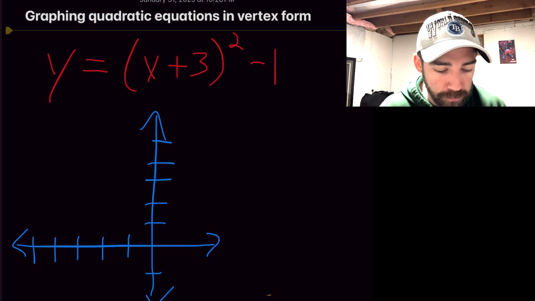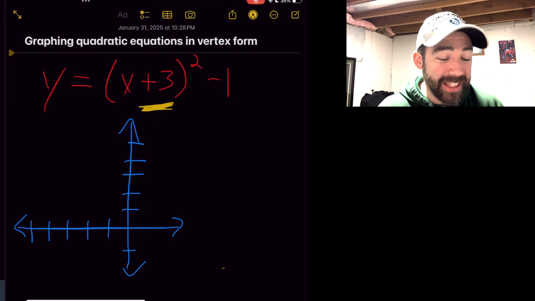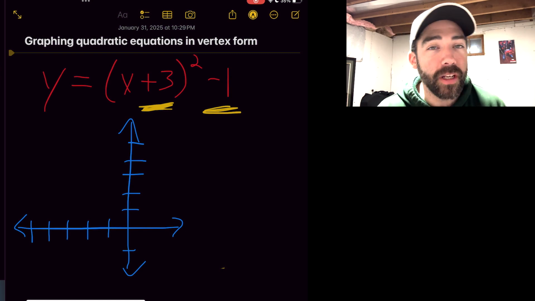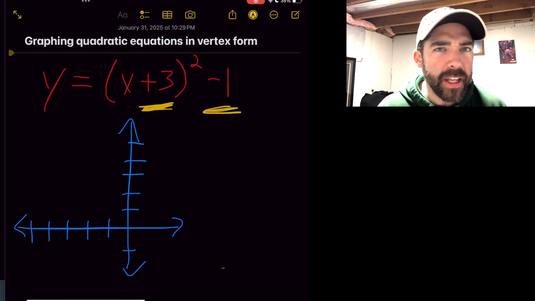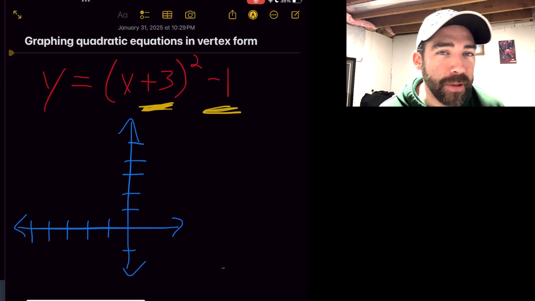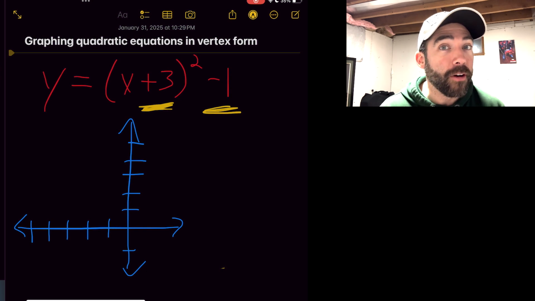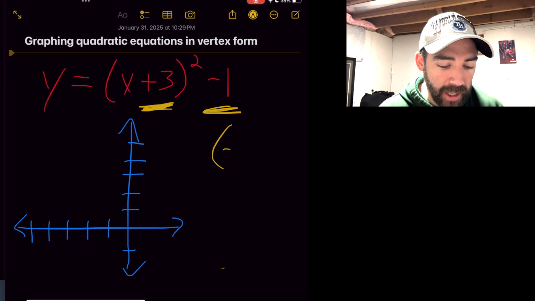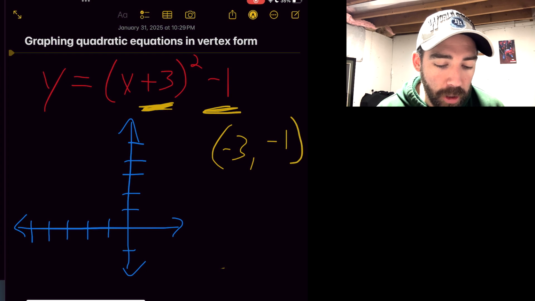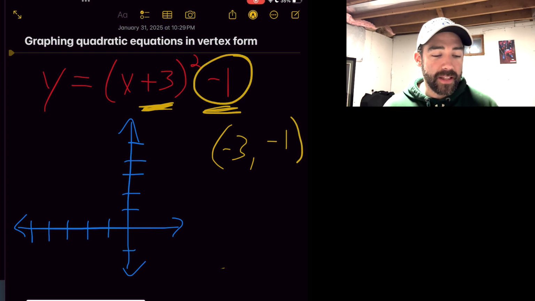Ready? Here we go. This is in vertex form, which means that this is showing us the vertex. The x plus 3 is giving us the x coordinate, and the minus 1 is giving us the y coordinate. For the x coordinate, because it's inside those parentheses, it is always the opposite. So our vertex is, the x is -3, because it's always the opposite of what you see in there, and the y is the -1. It is the same as this guy.